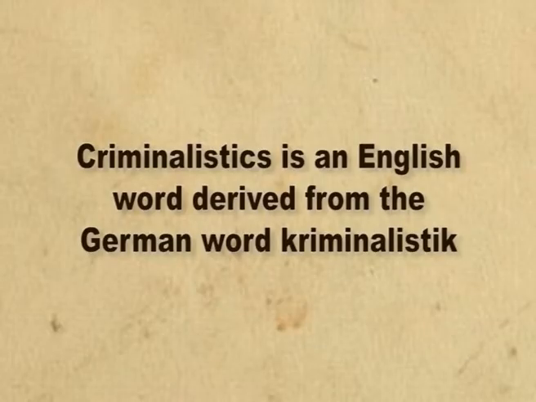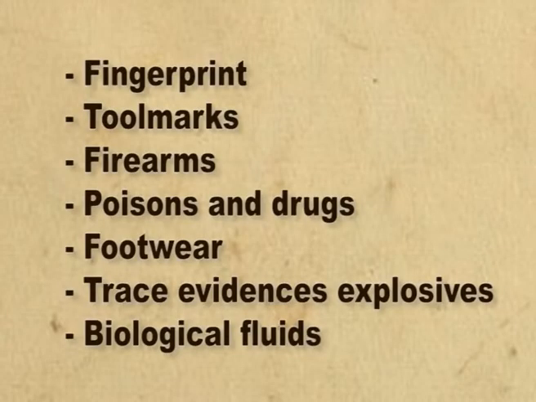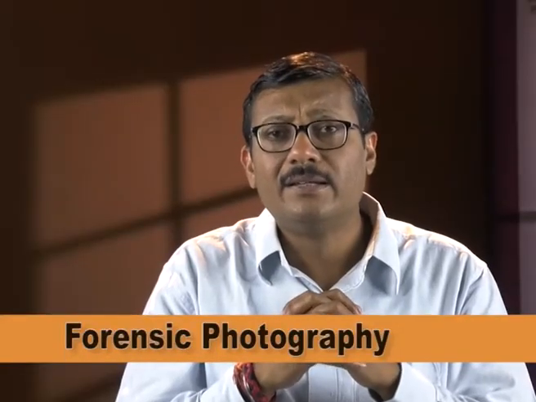Criminalistics is an English word derived from the German word Kriminalistik. This was used for the first time by Sir Hans Gross. It involves the collection and analysis of physical evidence at the scene of crime. Moreover, it also deals with various areas such as fingerprints, tool marks, firearms, poisons and drugs, footwear, trace evidence, explosives and biological fluids. Forensic photography.